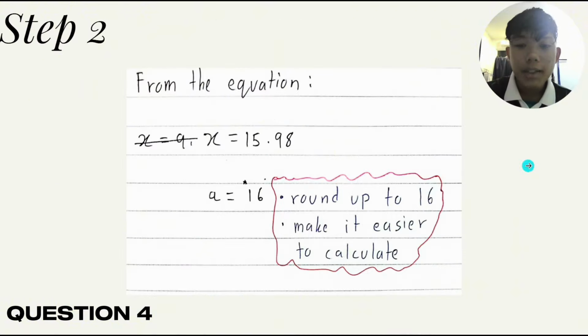Step 2 is to identify x and a. From the equation, we can let x equal to 15.98 and a is 16 because it will make the calculation easier. To calculate linear approximation, we find the nearest number, and that is a equal to 16.